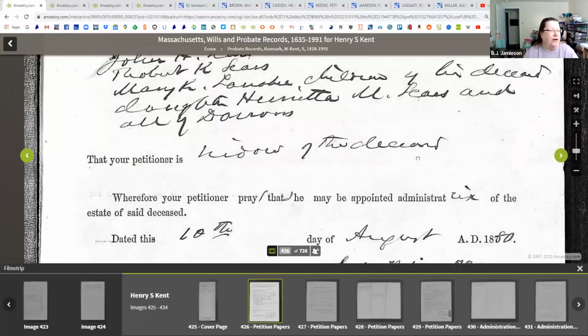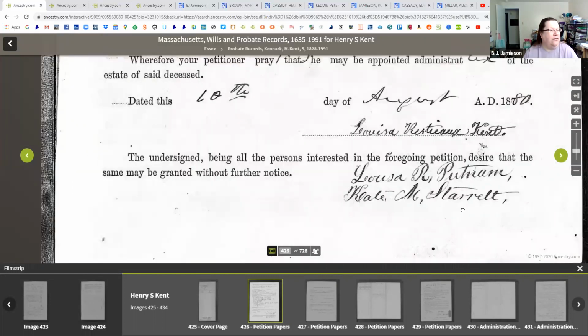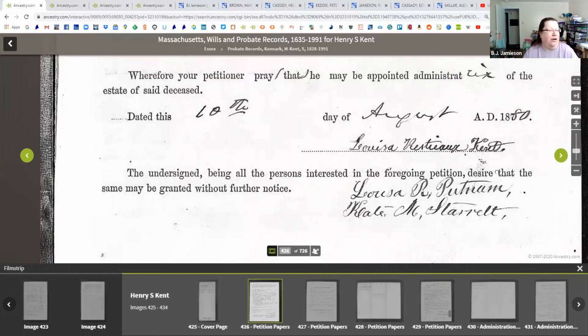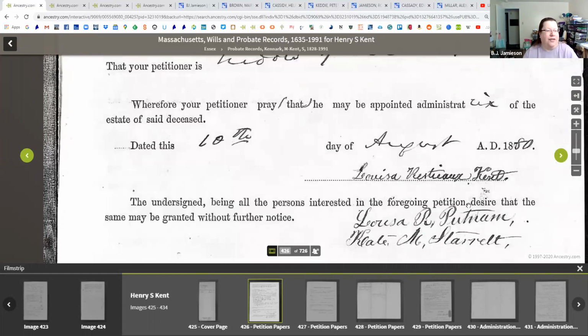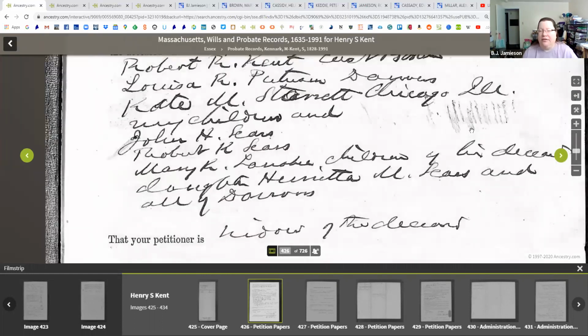Says she's the widow. And again, you get the daughters signing that they know what's going on with the will. Does that make sense why they had to sign to say, you know, we acknowledge this and we're supporting our mother's petition?